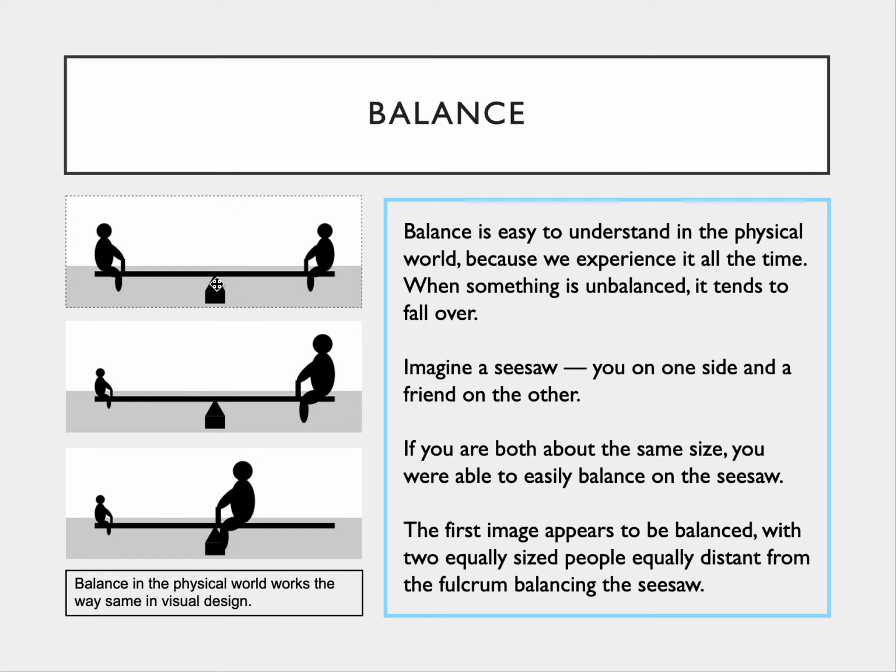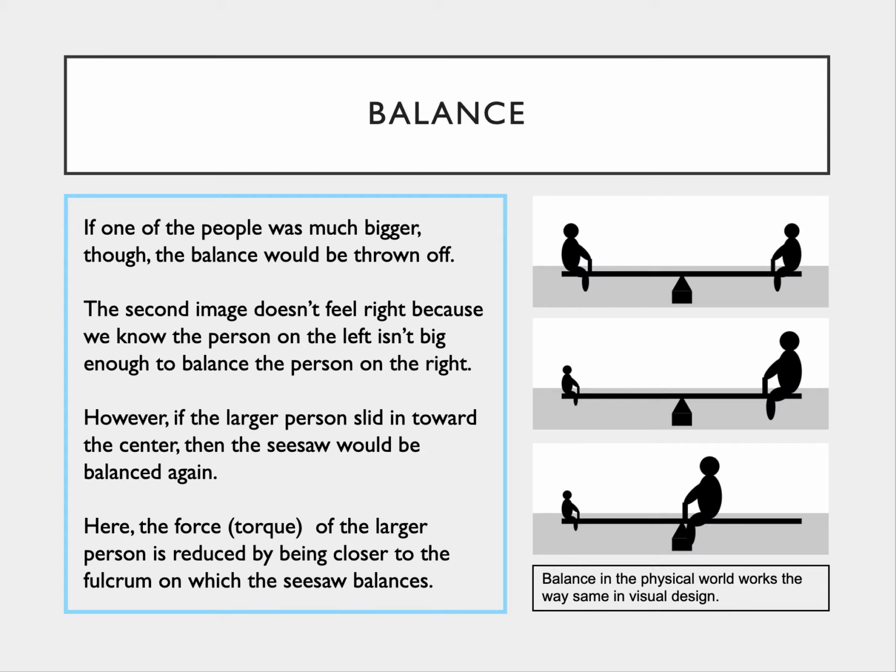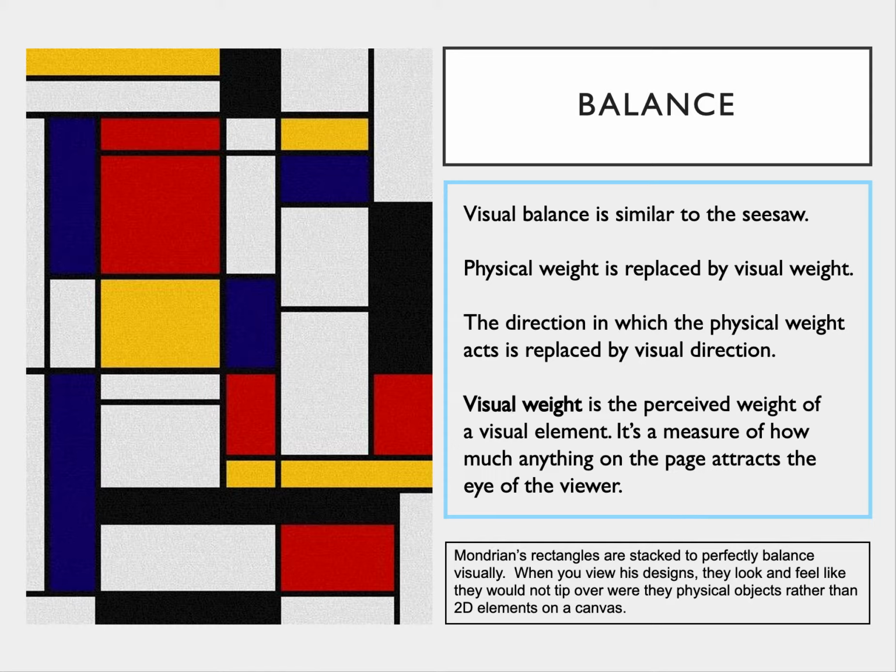Visually, it works the exact same way. Because our eyes assign weight to objects, visual weight, it works the exact same way. And we just kind of talked about all that. So our visual balance is similar to our seesaw. Physical weight is replaced by visual weight. The direction in which the physical weight will act is replaced by visual direction as opposed to physical direction. Therefore, visual weight is the perceived weight of a visual element. It's a measure of how much anything on the page attracts the eye of the viewer.